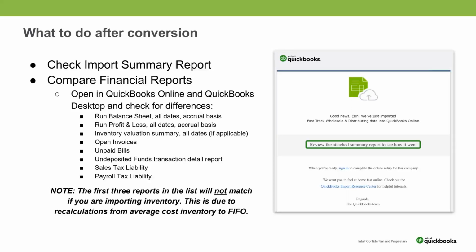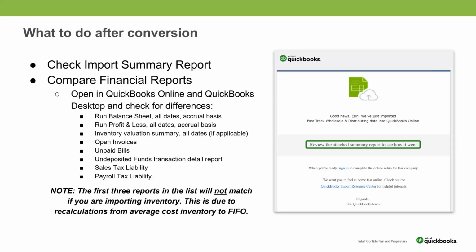I also need to point out that when you verify the financial reports, we want the balance sheet to look just like the balance sheet in Desktop. So we're going to run a balance sheet, all dates accrual basis, a profit and loss, all dates accrual basis, an inventory valuation summary, open invoices, and unpaid bills. Run all of those in both systems and make sure everything's okay. Big note at the bottom here: the first three reports will not match if you're switching costing methods to FIFO.